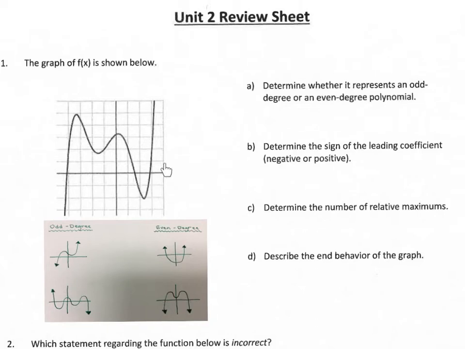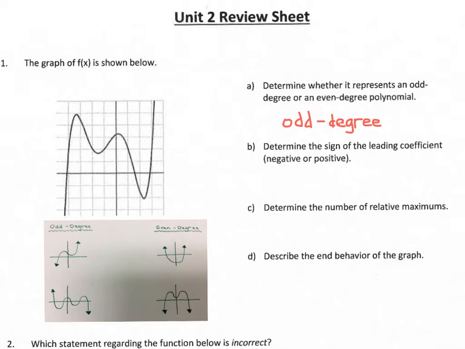So if we look at this given function, we can see as the x values get smaller and smaller, as we go to the left on our graph, the graph is continuing to go down. And as we go to the right on our graph, as our x values get bigger and bigger, we'll see our function is opening up. Since these are opening in different directions, it's going to be an odd degree function.